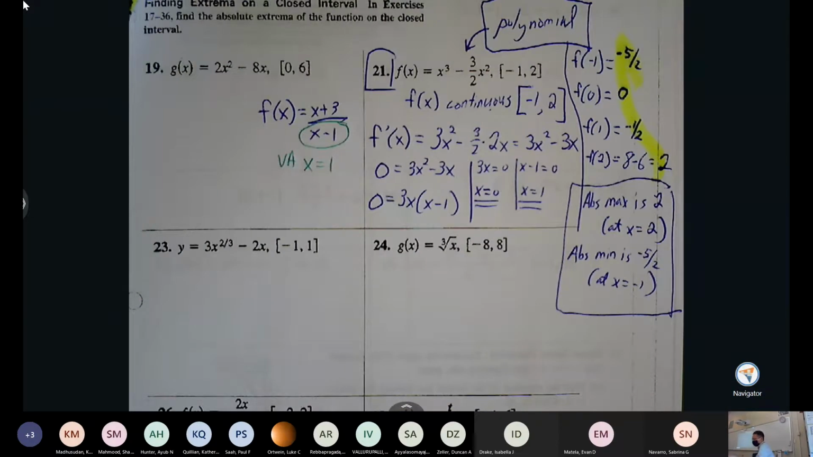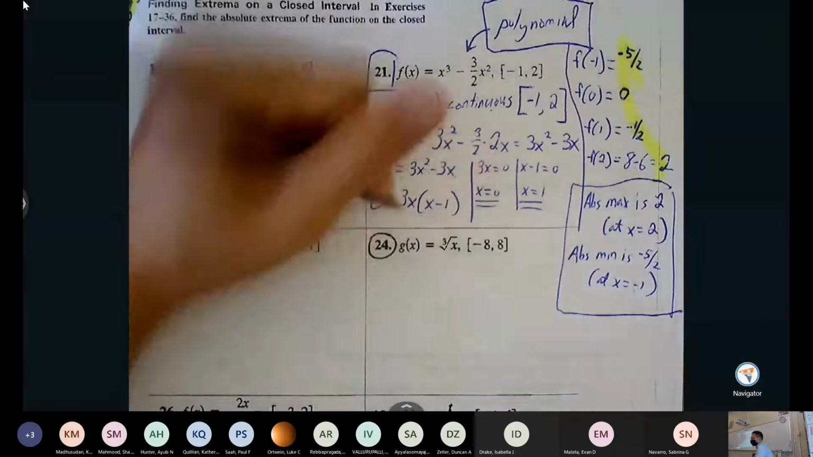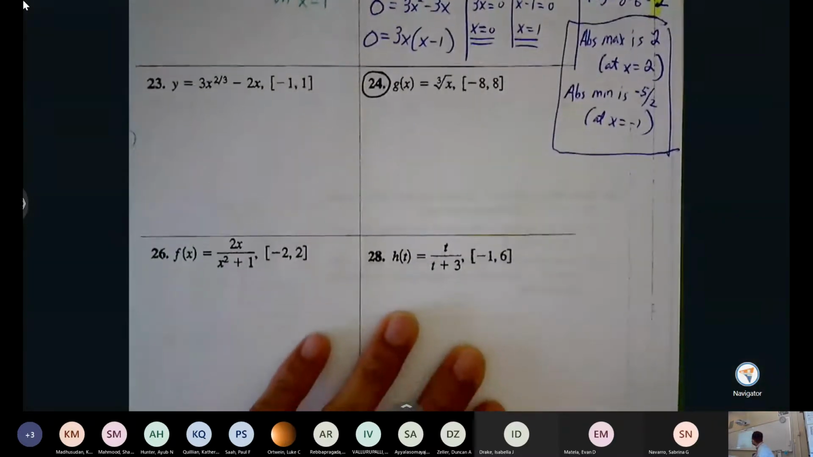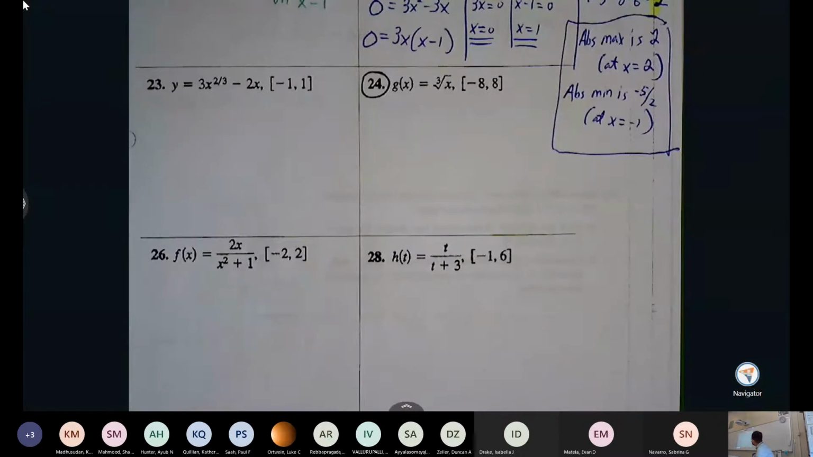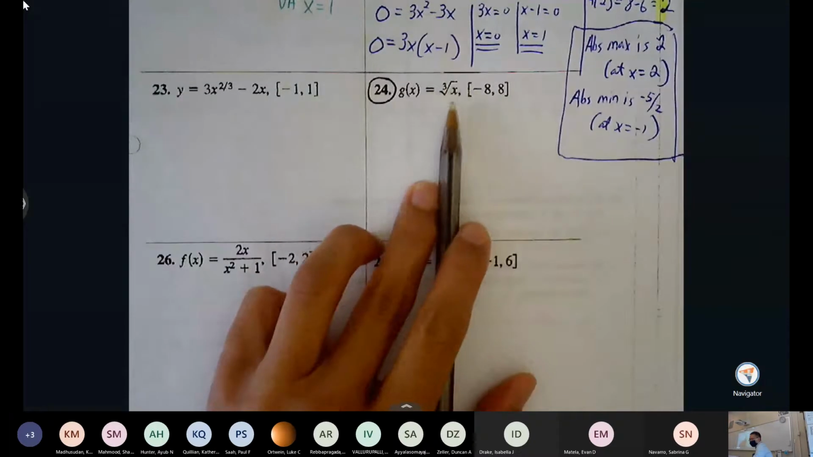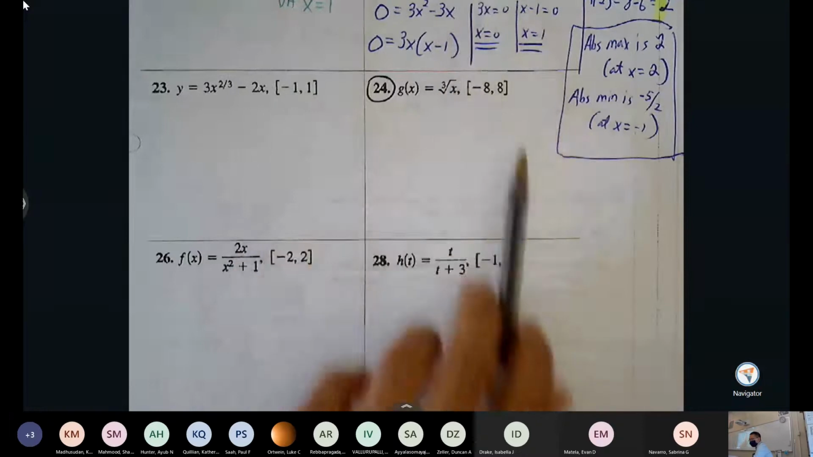So let's look at 20. If you don't have this sheet, you can just write this down on a separate sheet. So our function is cube root of x. There's only one issue we have to consider, which is continuity.